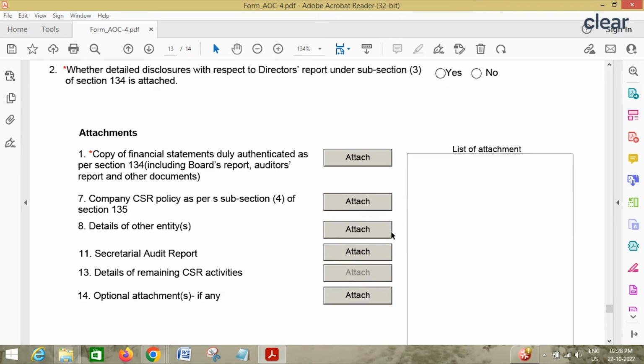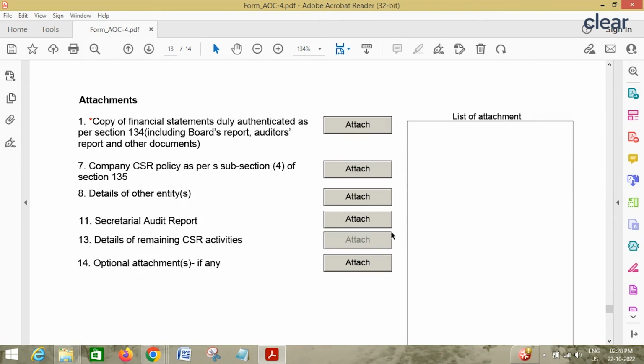Next part is the attachments. You need to mandatorily attach the copy of the financial statements duly authenticated as per section 134, that is the board's report, auditor's report and other financial documents. You can also attach the company CSR policy, details of other entities, secretarial audit report and details of remaining CSR activities.